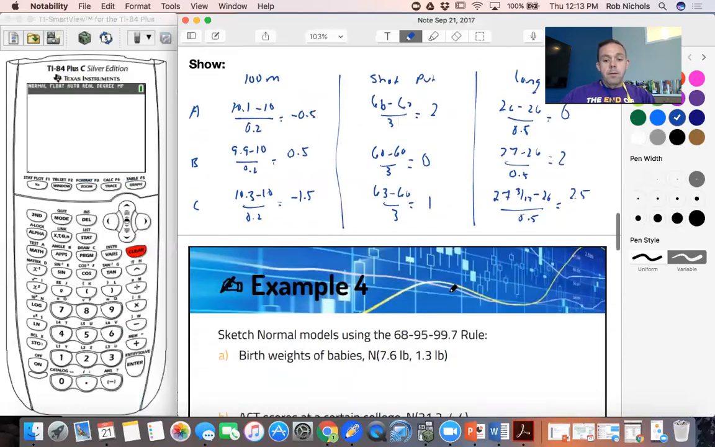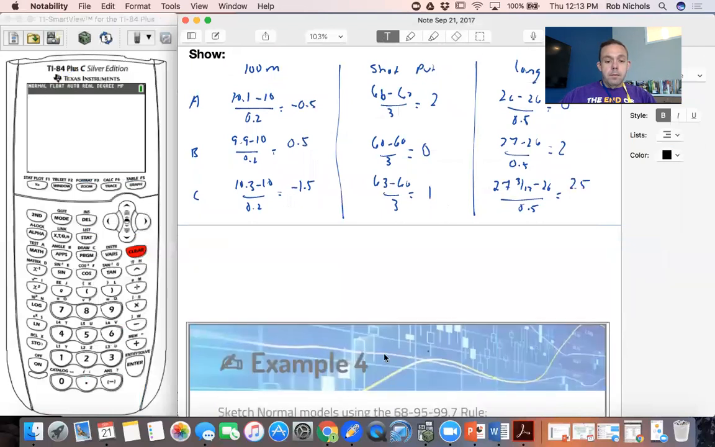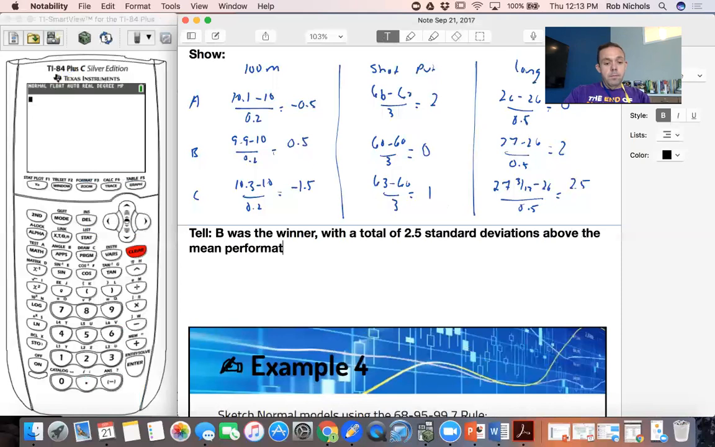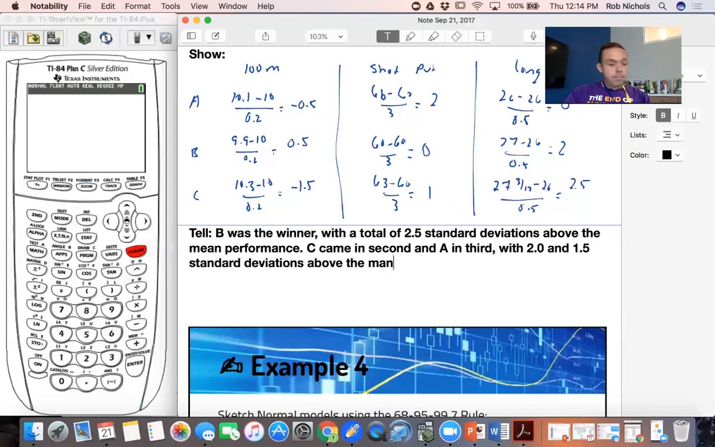Okay, so I'm going to bring this down, and I'm going to write my tail. So B was the winner with a total of 2.5 standard deviations above the mean performance. C came in second and A in third with 2.0 and 1.5 standard deviations above the mean, respectively.